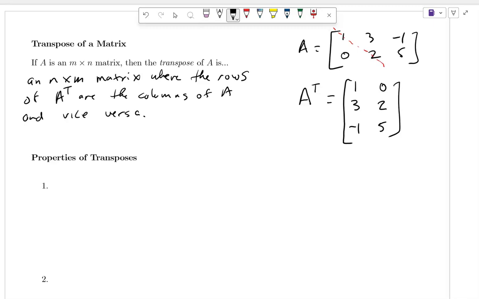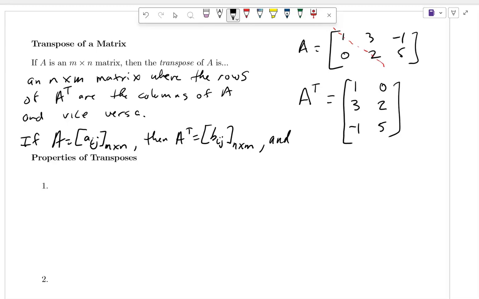If we were to write this in terms of general matrices, I mean general entries, if A is described by A sub little ij, then A transpose, which I'll call B sub little ij, is going to be an n by m matrix. And then I can write down each of the general entries. B sub ij is just A sub ji. It flips the entries around.